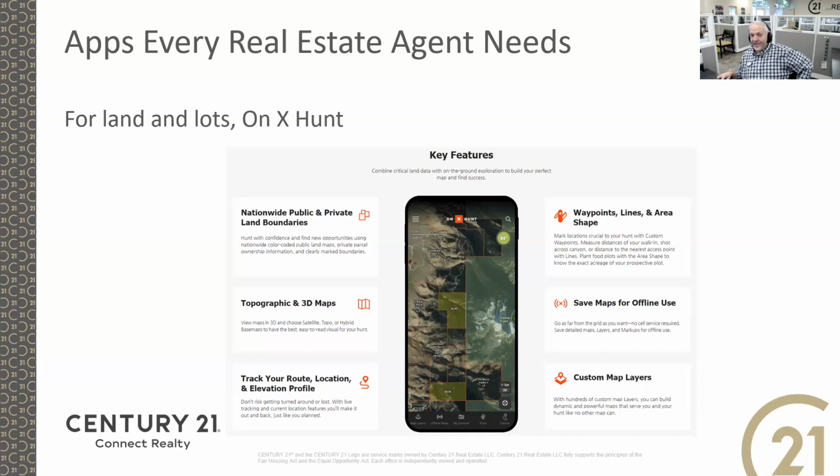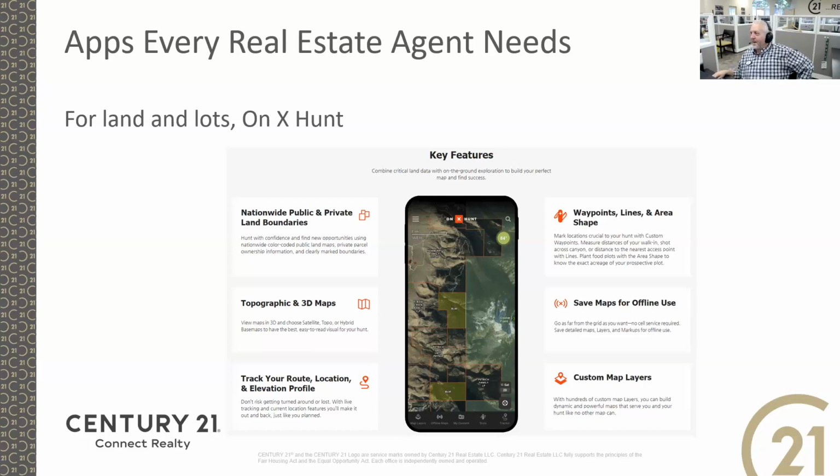Actually, it was another agent. I have an 18-acre lot that is listed out in Rockmart that I've had on the market for about 6 months. And a buyer's agent said, well, I've got my OnX Hunt app. I can go out and walk the property boundaries with the buyer. And I'm like, tell me about that app. And they put me onto it.